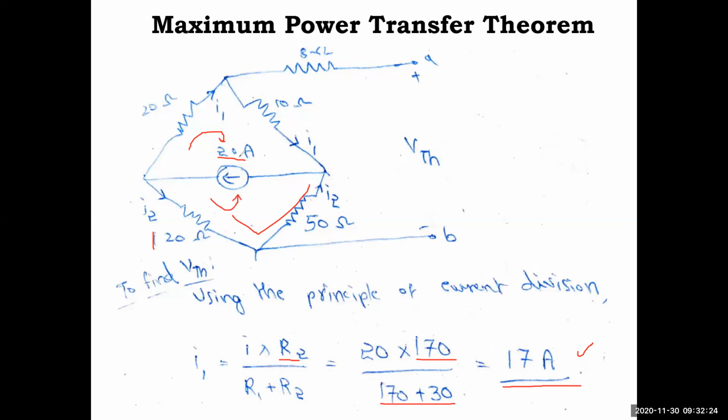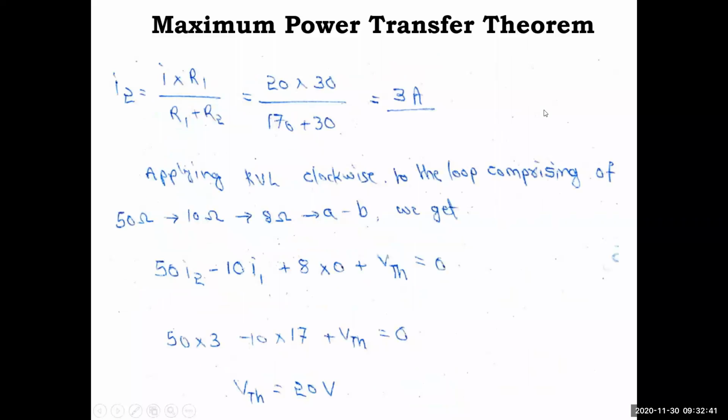Which is 20 into the opposite branch, which is 30 divided by 170 plus 30. The same way you need to calculate, so you will get 3 amps. Just see here: I into R1 plus R2, 20 into 30 by 170 plus 30. So do the calculation: 20, 10 times the 10, 3 times. So I2 is equal to 3 amps.